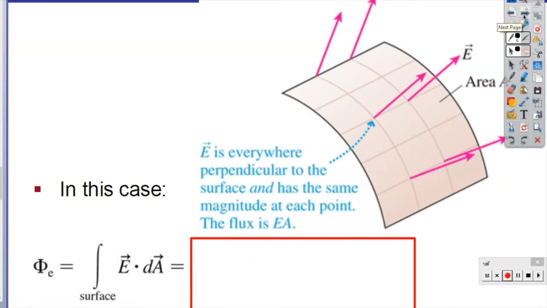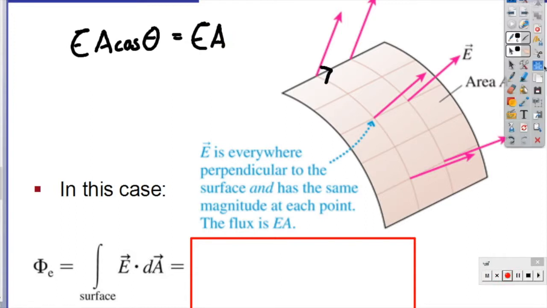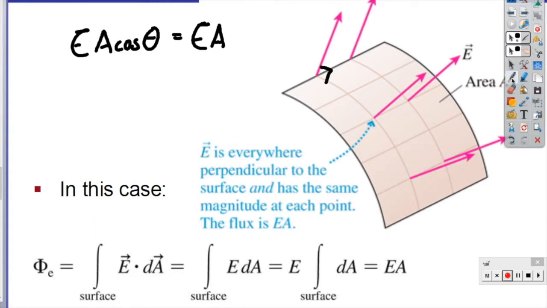What about in this case where our electric field is everywhere perpendicular to the surface? Well, if it's everywhere perpendicular to the surface, each little contribution, EA cosine theta, is just going to be E times A. If it's everywhere perfectly perpendicular to the surface, then everything is constant, and we just end up with our flux being E times A.